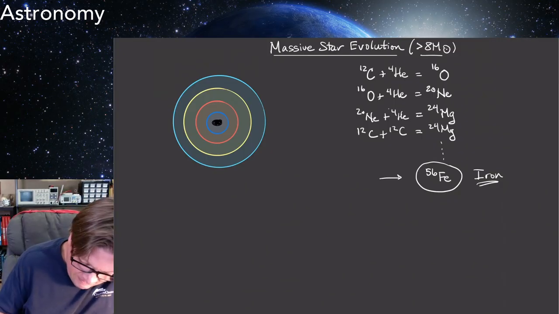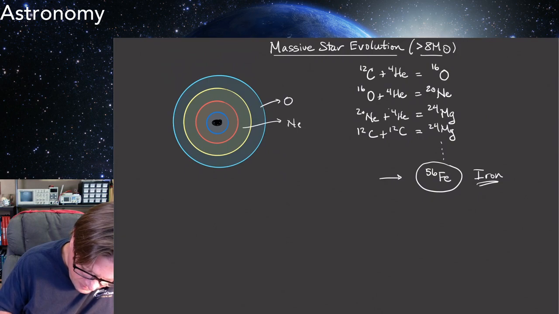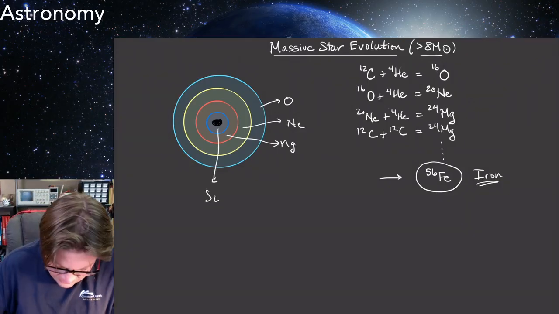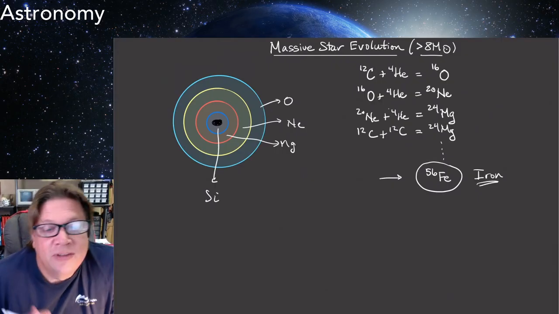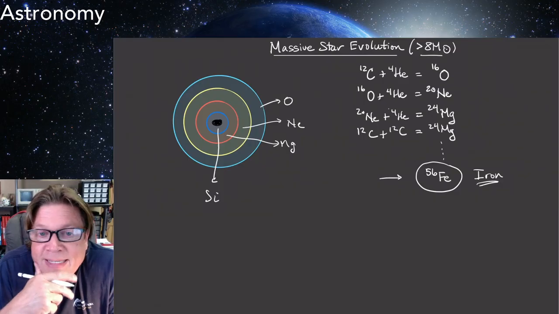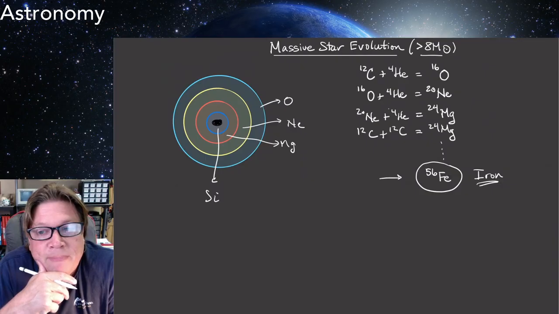So maybe this layer out here is oxygen burning, and then this one might be neon burning and magnesium, and maybe that one is silicon or whatever. So anyway, the idea is that you have these different layers of different kinds of burning that's going on. And then eventually at the very center, you get iron.